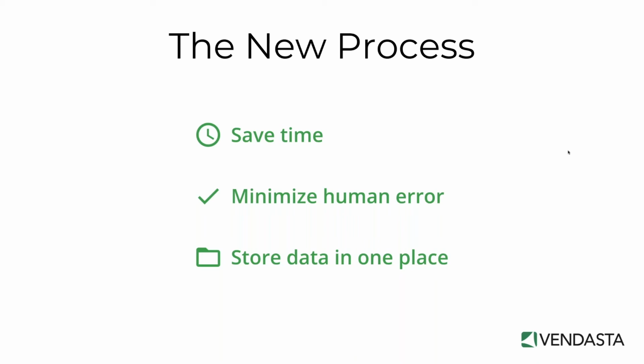And it also minimizes the chances of human error, missing something while you're copying and pasting it or putting it in the wrong spot or whatever. And plus, all of that information is stored in one place, the Orders tab in Partner Center, for reference at a later time.